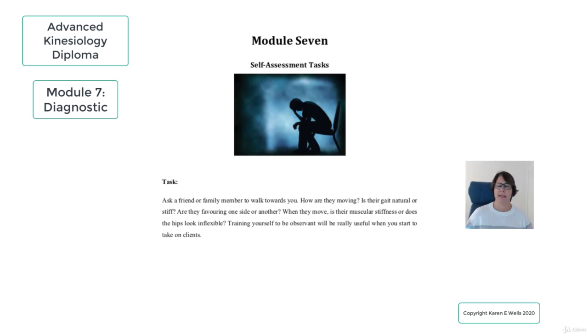So your self-assessment task for the end of Module 7 is to ask a friend or family member to walk towards you. How are they moving? Is their gait natural or stiff? Are they favouring one side or another? When they move, is that muscular stiffness? Is it stiff, or do the hips look inflexible in any way?